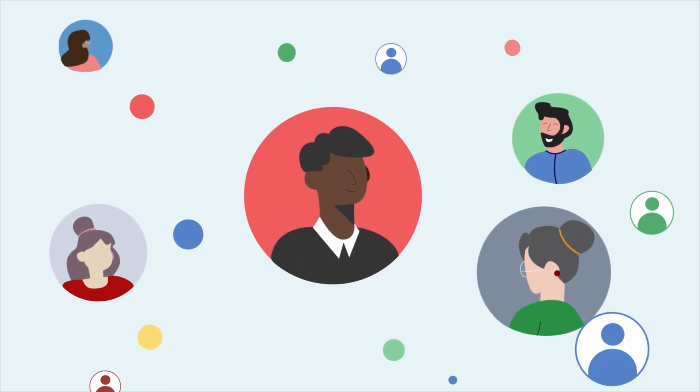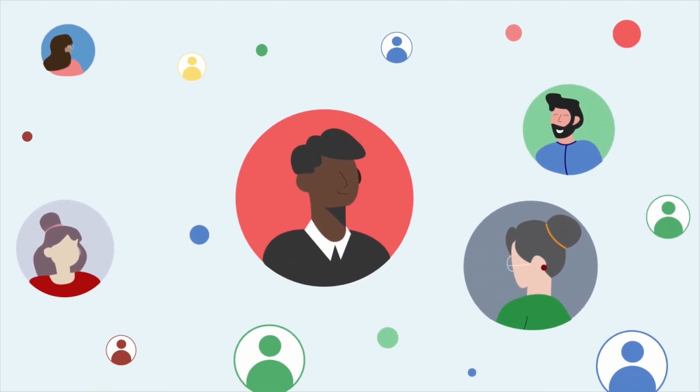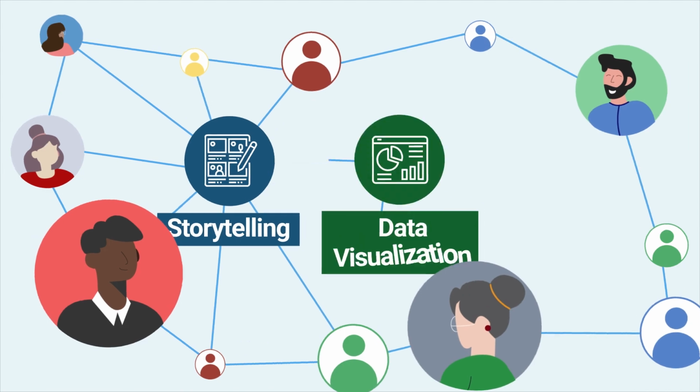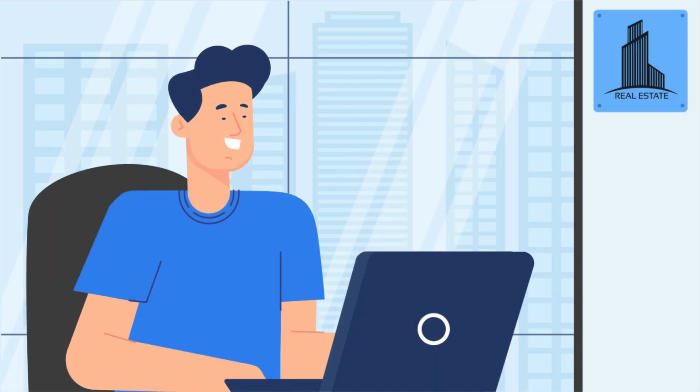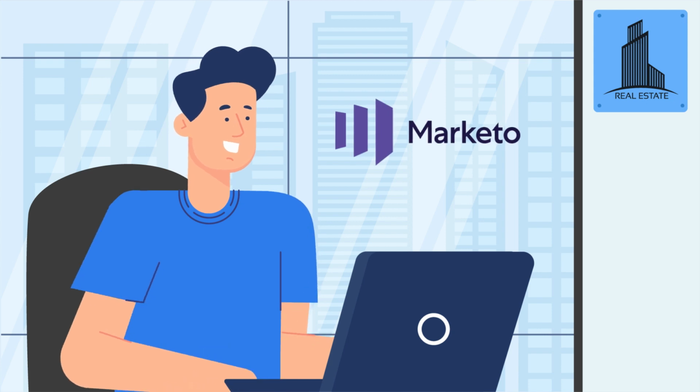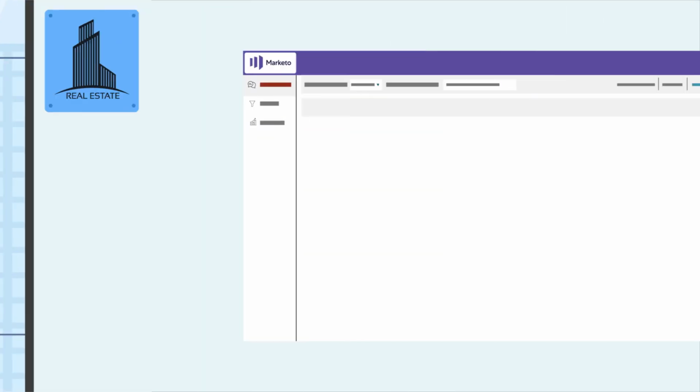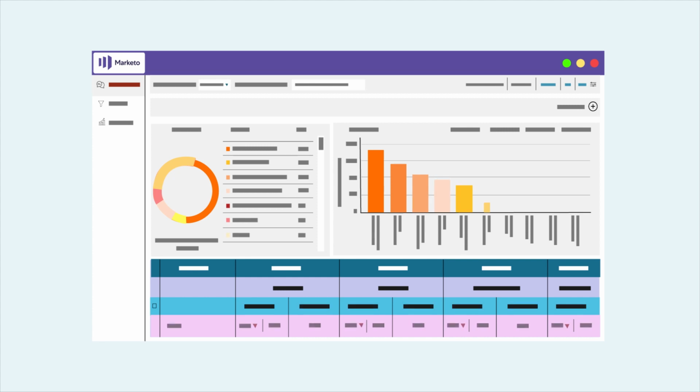To grab the shortened attention span of their audience, brands use the power of storytelling and data visualization. One of our customers, a leading real estate brand, was using Marketo as their marketing automation platform. They wanted to make it easier for their users to understand complex data in Marketo by creating dynamic graphs.